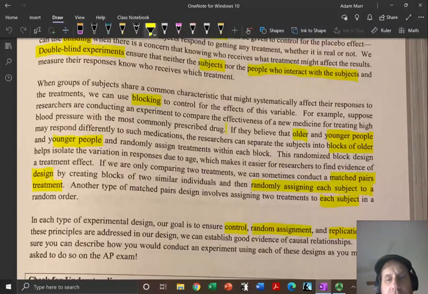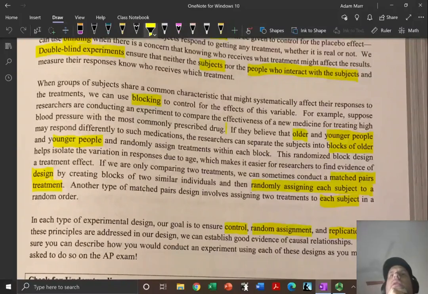If we are only comparing two treatments, we can sometimes conduct a matched pairs design. We talked about that in class. In a matched pairs design, we would create blocks of two similar individuals and then randomly assign each subject to a treatment. Another type of matched pairs design involves assigning two treatments to each subject in a random order.